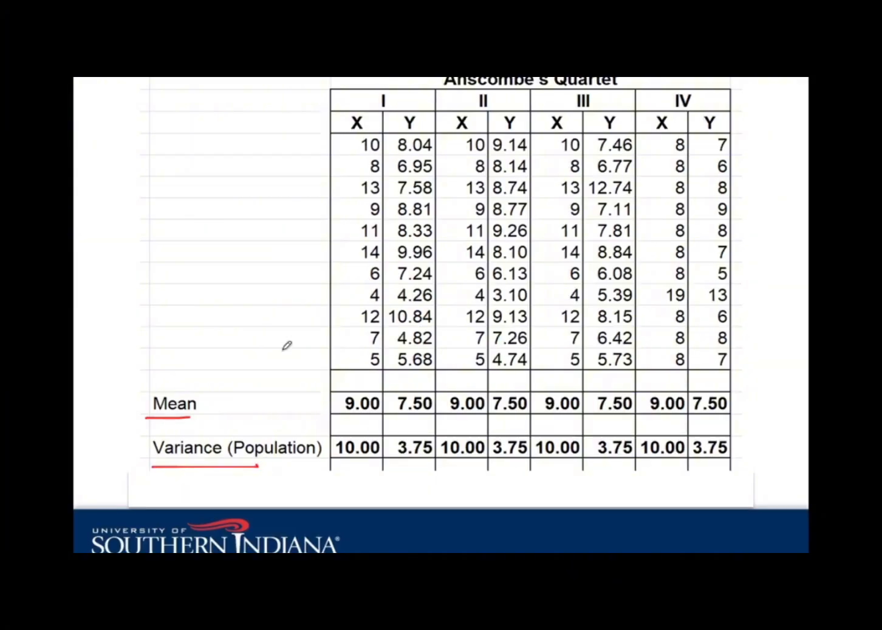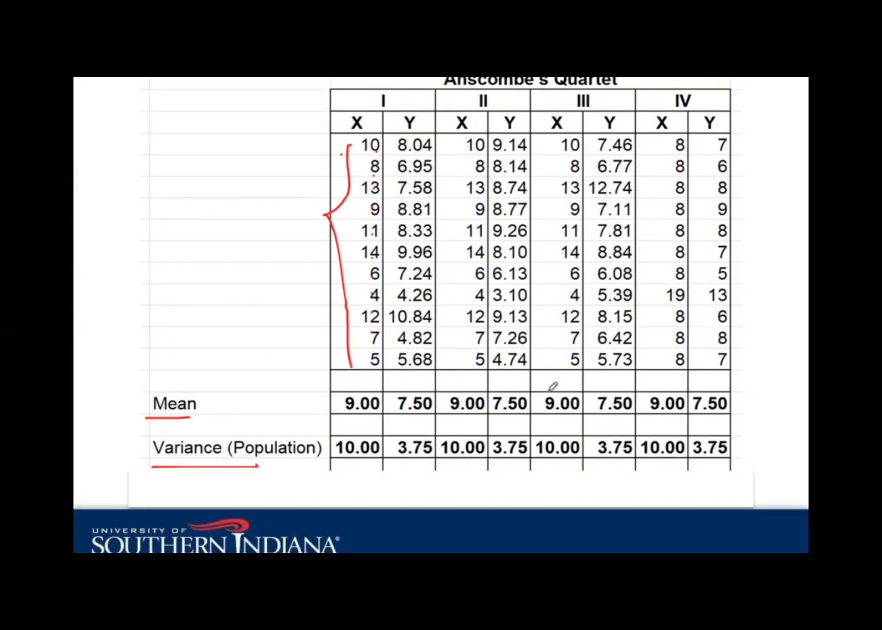The mean is calculated by summing up all the values of each variable and dividing by the number of observations. In this case, we have 3, 4, 5, 6, 7, 8, 9, 10, 11. So we sum all these numbers up and divide by 11. Then we have 9.